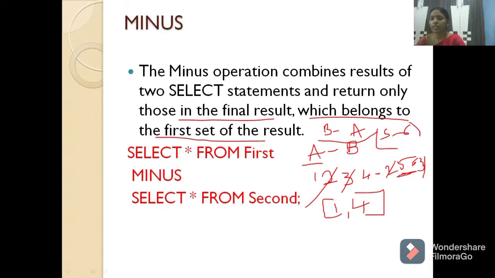So this is the thing. Whatever the operator is, the table on the left side will come excluding the common rows in the two tables. That is minus. Here also you have the same syntax: select star from first minus select star from second. Clear? So here also you can write where condition, group by, having, order by. Everything you can write in the select statement. Okay, now we'll see the practical part of this.